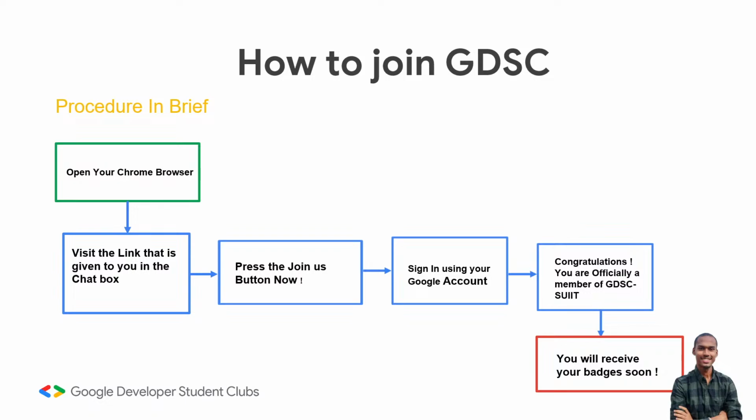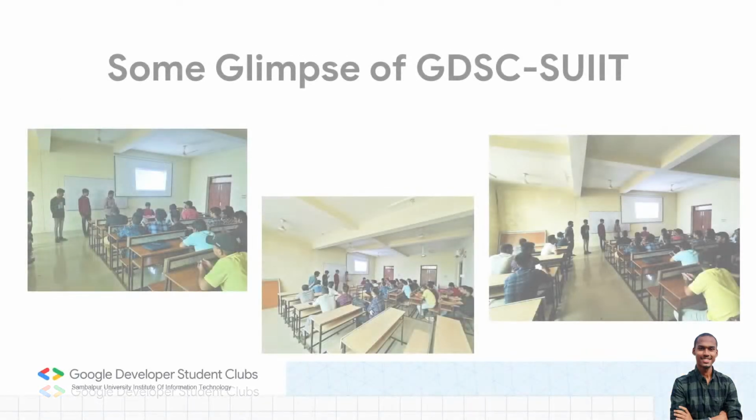You will be signing in using your Google account. You should make sure you sign in using your school ID or official ID. Then, congratulations, you are an official member of GDSC Suite. This is the only simple step you have to do in order to receive your GDSC member badge. All right, moving on to the next slide.